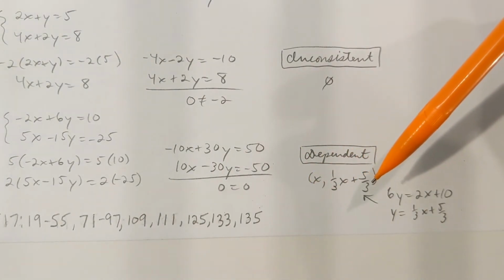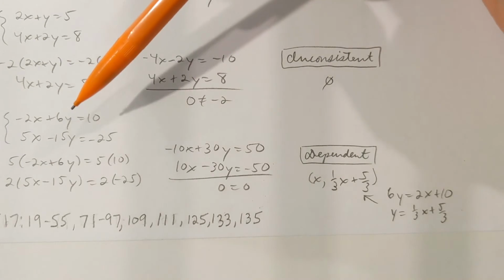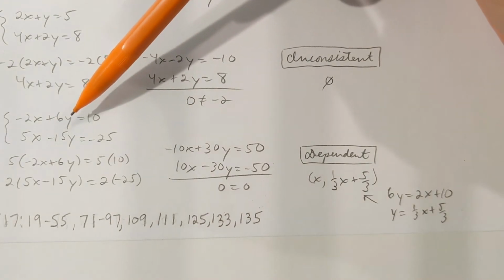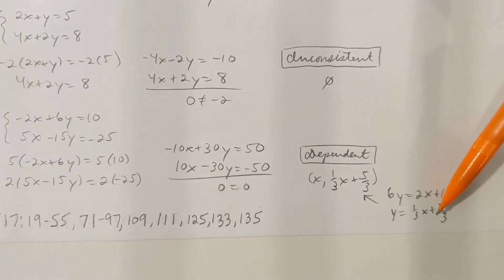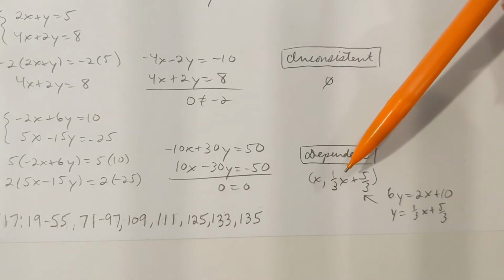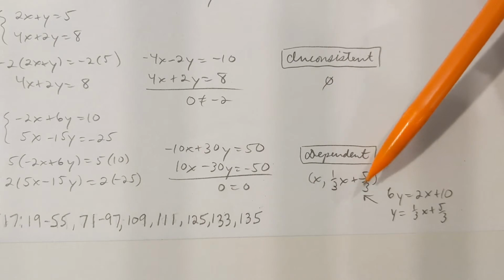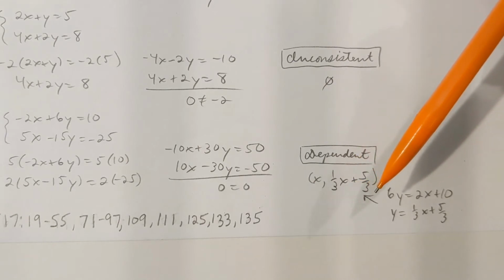Okay, so my answer, written as an ordered pair x, y, if everything is in terms of x, take the top equation here and solve for y. If you add 2x to both sides and then divide by 6, I'm getting y equal 1/3 x plus 5/3, and so I've written that in the y coordinate position.